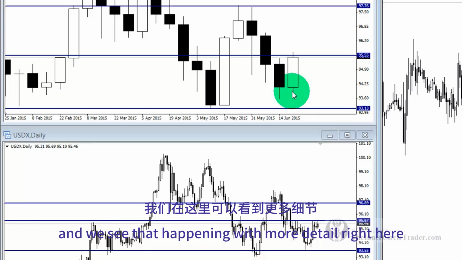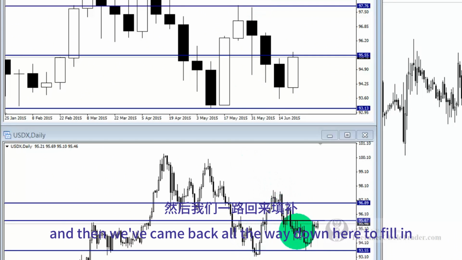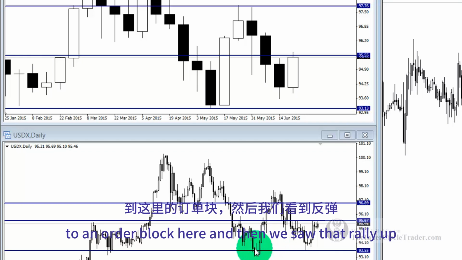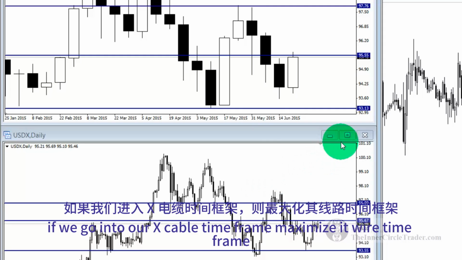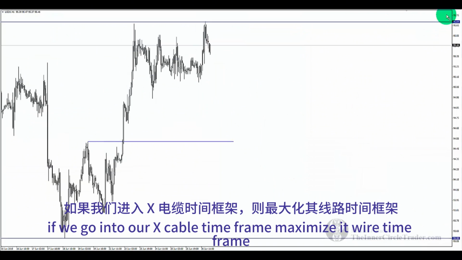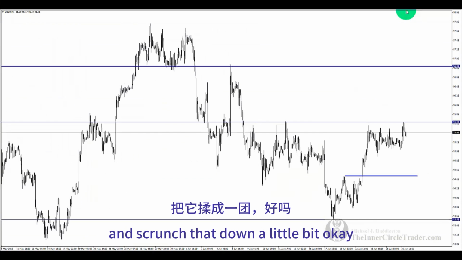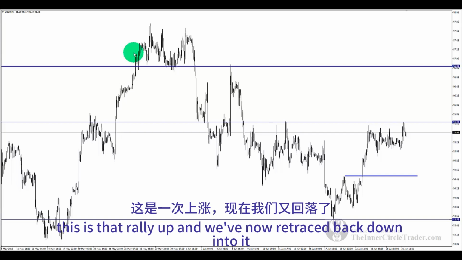Inside this down candle, we would expect to see some level of bullishness or a bounce. Okay, and we see that happening with more detail right here. So this bounce here up is this right here on the daily chart, and then we came back all the way down here to fill in to an order block here, and then we saw that rally up. If we go into our executable time frame, maximize it, 1 hour time frame, and scrunch that down a little bit, this is that rally up, and we've now retraced back down into it.